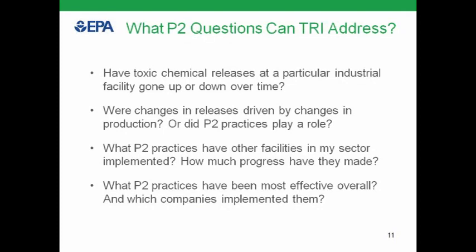So to sum up this overview, what are some questions that TRI can answer about P2? The first being, have toxic chemical releases and waste management quantities gone up or down over time at a particular industrial facility, or for sectors overall. Then second, we can provide info on were the changes in releases driven by changes in production, or were there P2 practices that played a role.